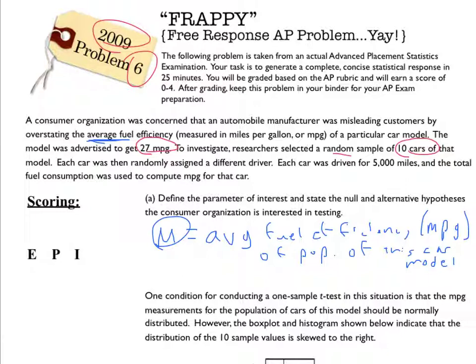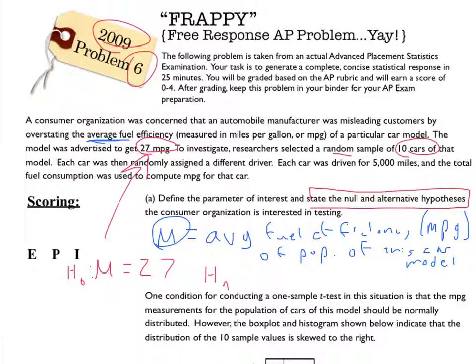The second part says, state null and alternative hypotheses that the consumer organization is interested in testing. Well, we had a claim of 27 miles per gallon. So 27 miles per gallon is our null hypothesis. So our mu, and we don't have to redo any additional defining once we clarified what it is, mu equals 27. We can say our null and abbreviate that H0. And then our alternative is going to be that mu is something to 27. We have to decide if it's greater than, less than, or not equal.